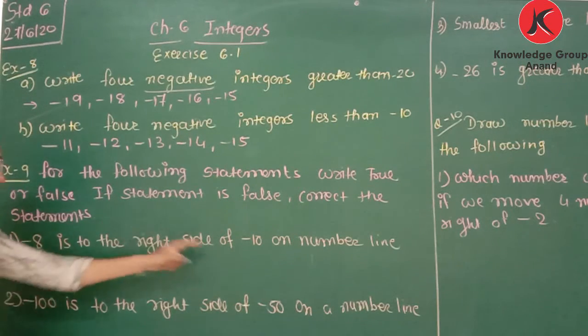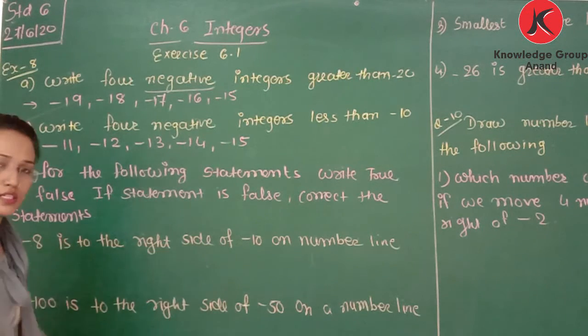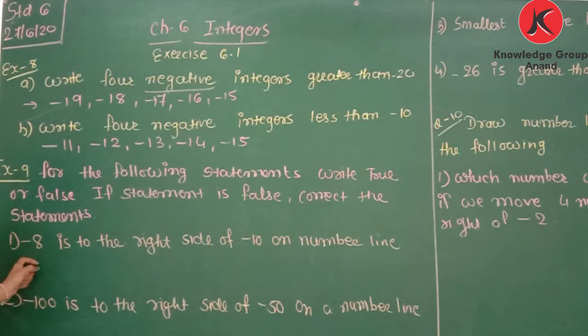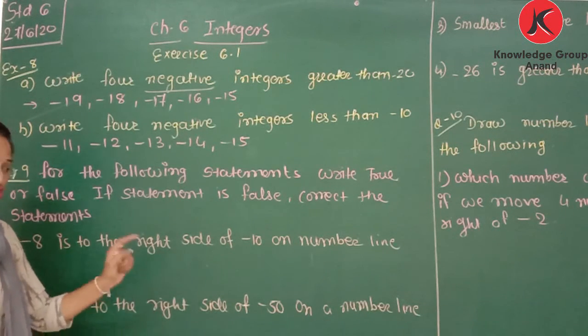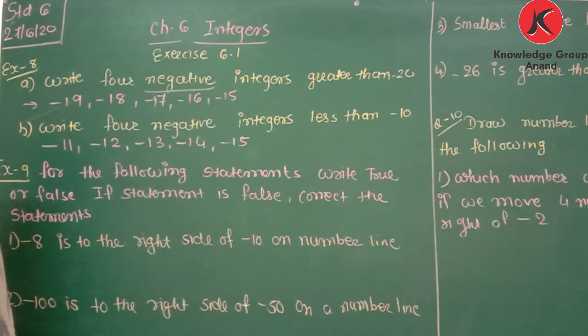So from these two numbers, which will be on the right side? Which will be greater, -8 or -10? So -8 is greater and the greater number will be on the right side. So -8 is on the right side of -10, that is a true statement. જે પણ greater હશે એ right side ઉપર હશે. So here -8 is greater, so it will be on the right side. So it is a true statement.